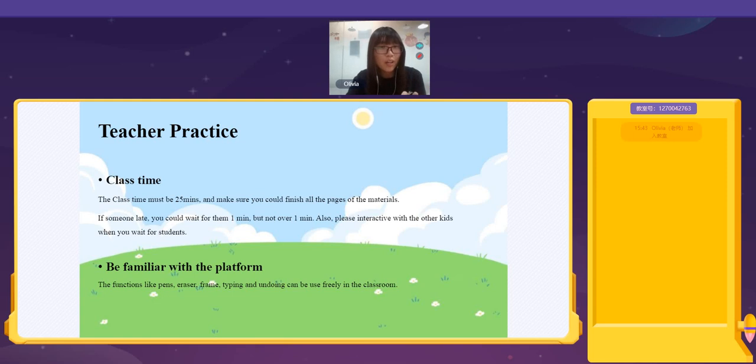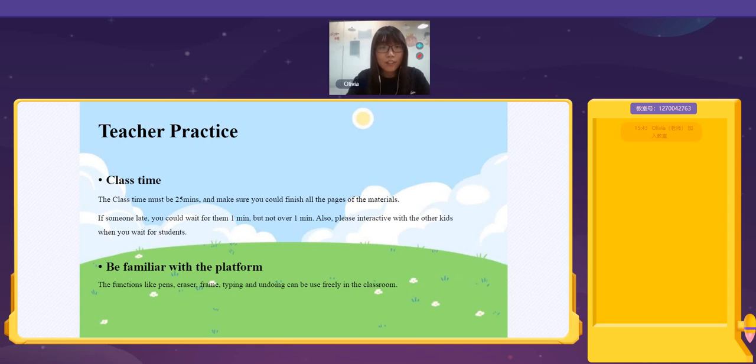It is really important. If the teachers cannot finish on time, it will show, because teachers need to have the ability to control the time to finish all the teaching aims. And if someone is late, the teacher can wait for them 1 minute, but not over 1 minute.